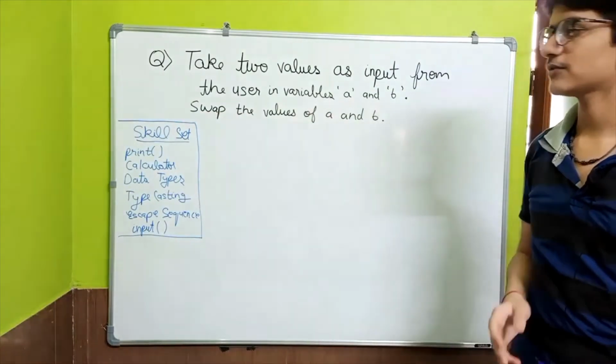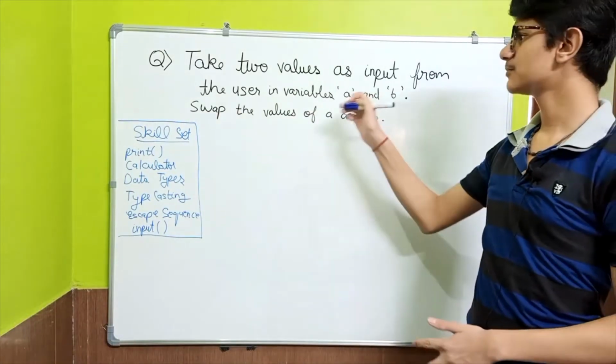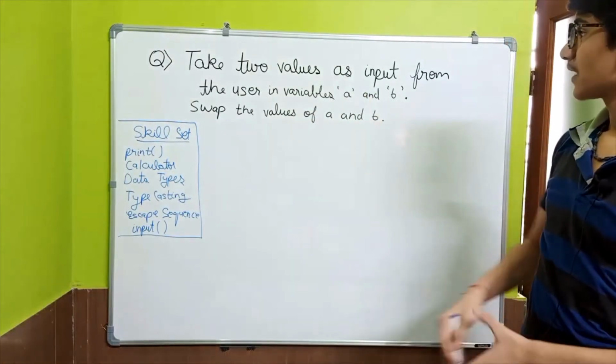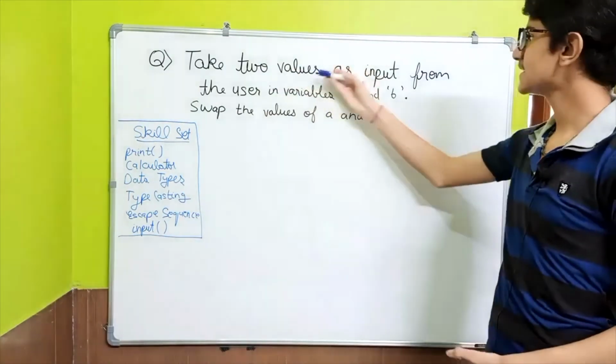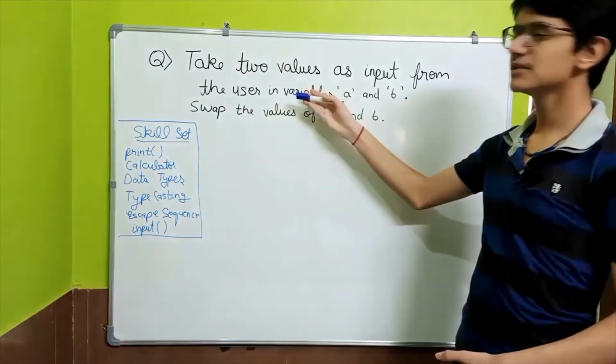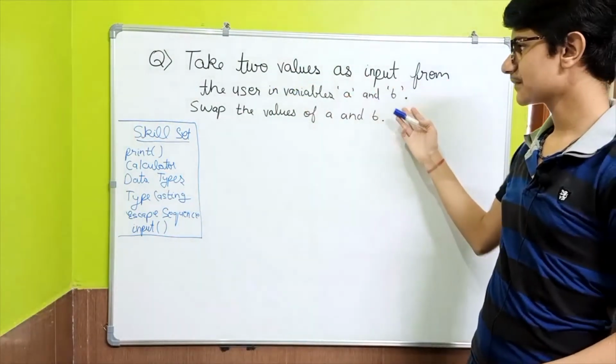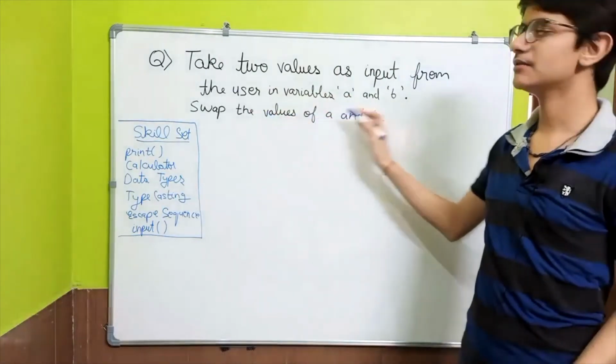Just for your reference, right? Now, as you would have read the problem statement, guys, take two values as input from the user in variables A and B. Swap the values of A and B.